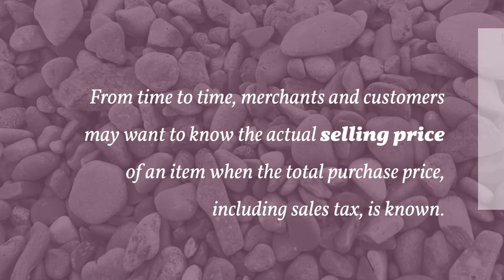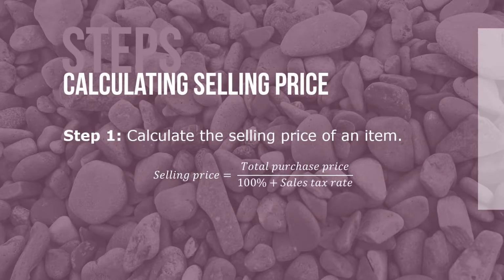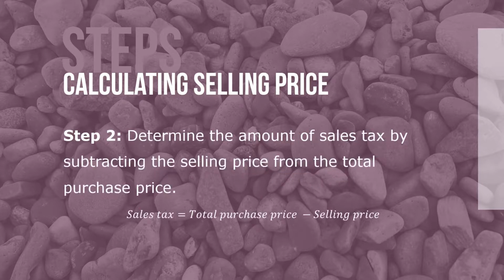From time to time, merchants and customers may want to know the actual selling price of an item when the total purchase price, including sales tax, is known. Here are the steps to calculating selling price. Step 1. Calculate the selling price of an item, which is equal to total purchase price divided by 100% plus the sales tax rate. Step 2. Determine the amount of sales tax by subtracting the selling price from the total purchase price, where sales tax equals total purchase price minus selling price.